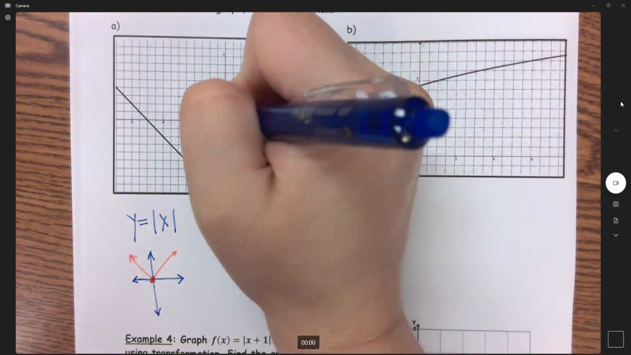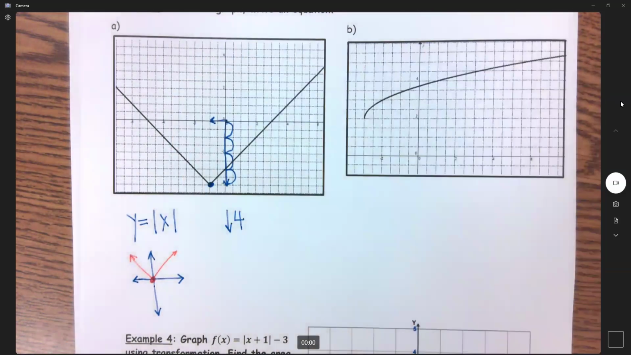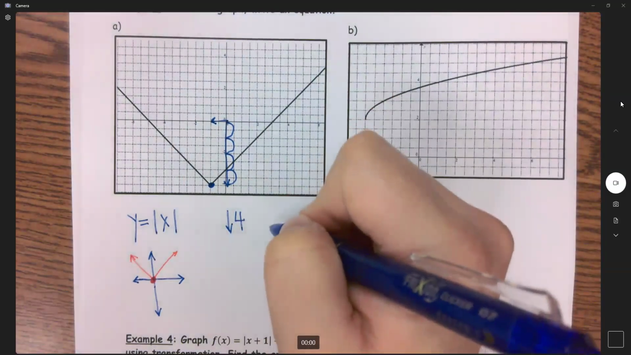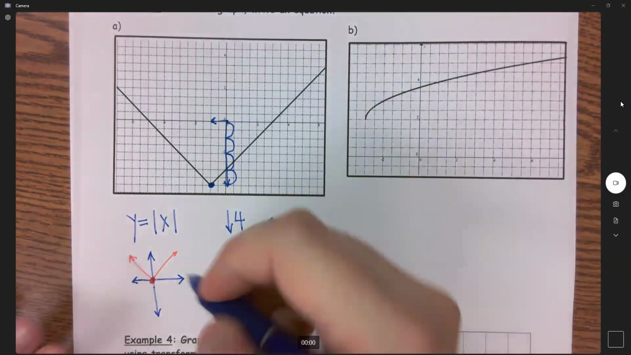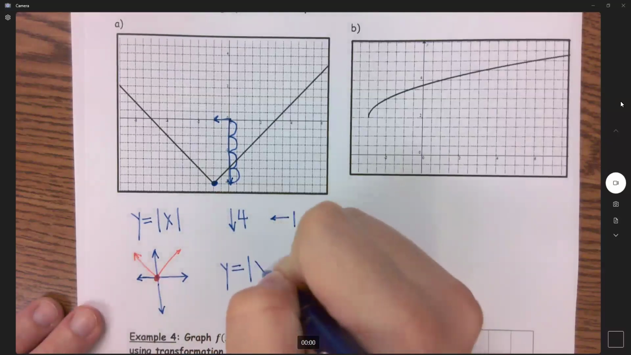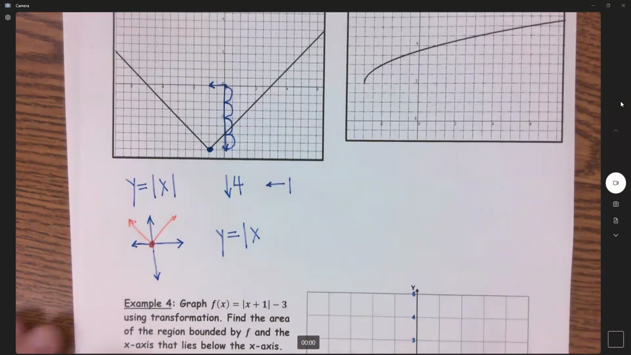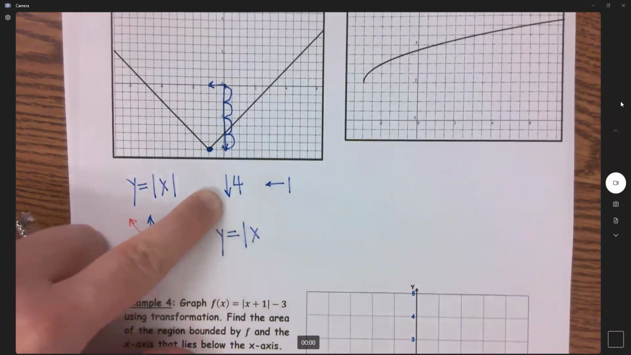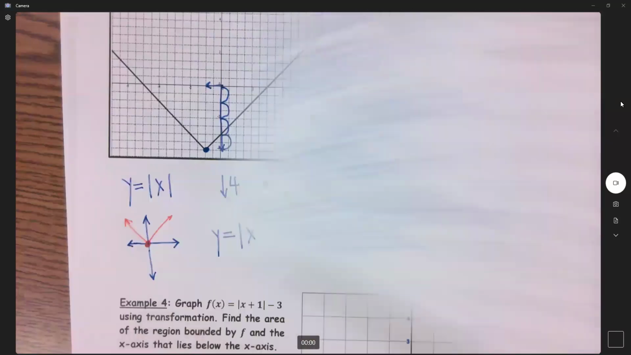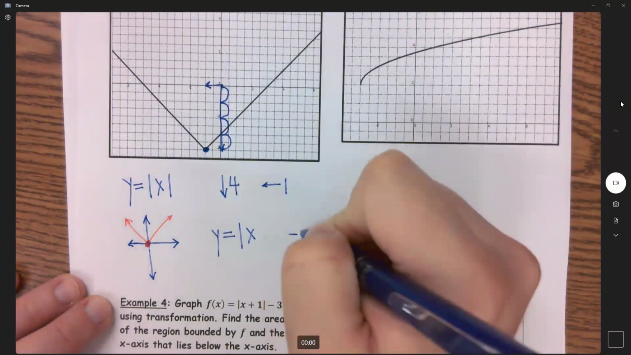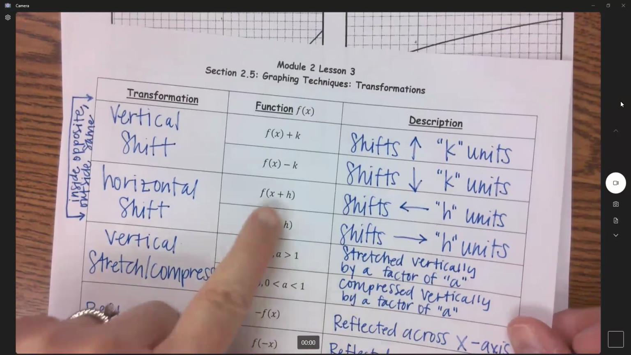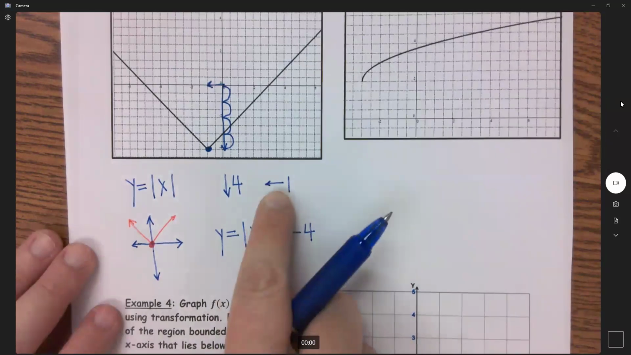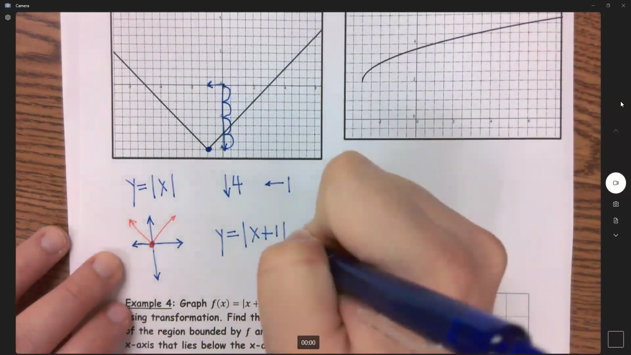And then how many units is it going to the left? And that is left 1 unit. Okay. So I'm going to have y equals the absolute value. If it is going down 4, down means minus, and that's outside of my function. So we'll have a minus 4 on the outside. And then going to the left is inside my function and positive. So left 1 is a plus 1.